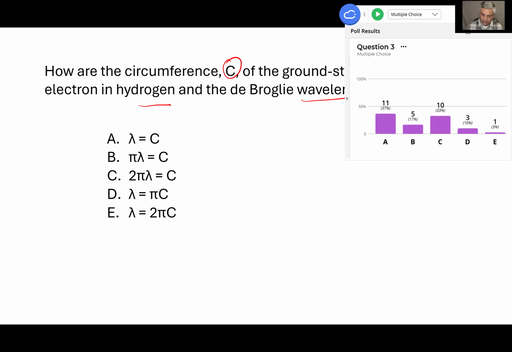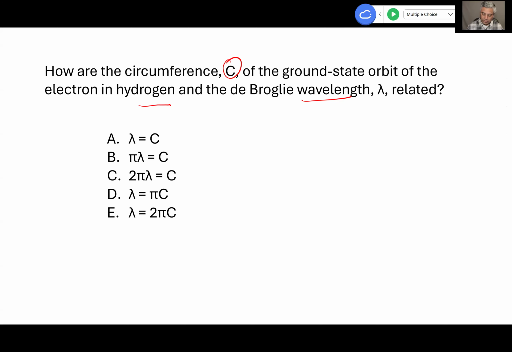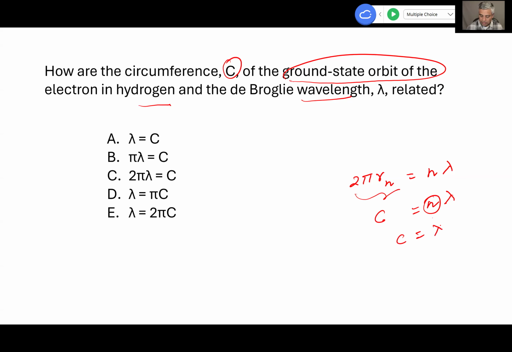So let's see what we got here. We got mostly A and C. So what did we see in the previous slide? It was 2 pi Rn is n times lambda. So that was the idea, and this whole thing is the circumference, isn't it? If we're talking about the ground state orbit, then we can say n is 1. So in that case, we can just write C is equal to lambda for n is equal to 1.